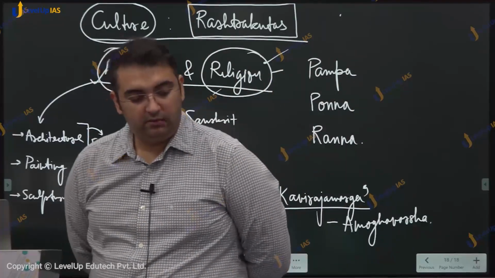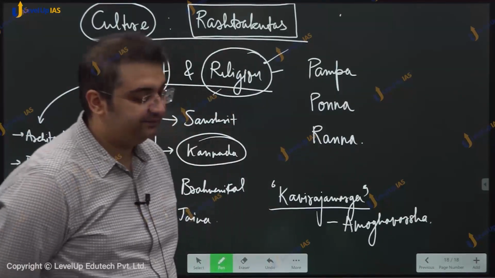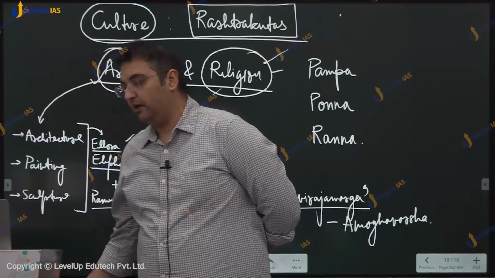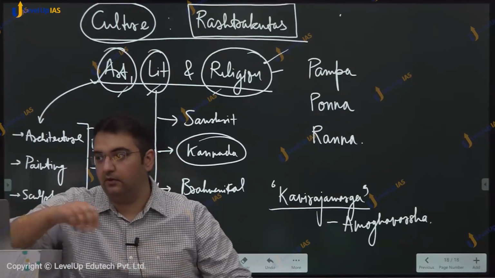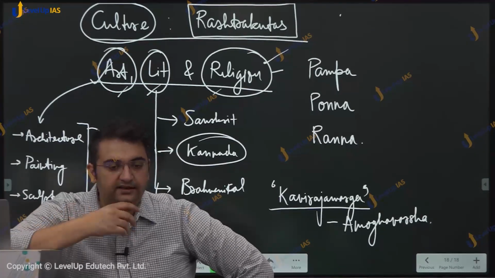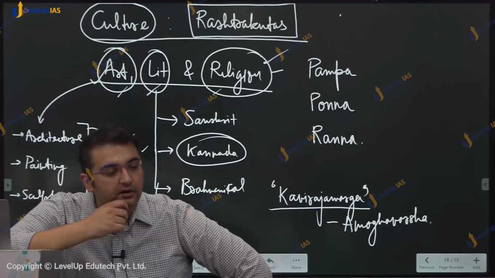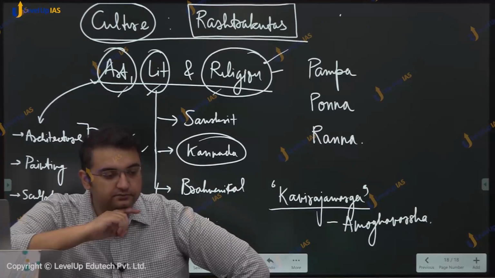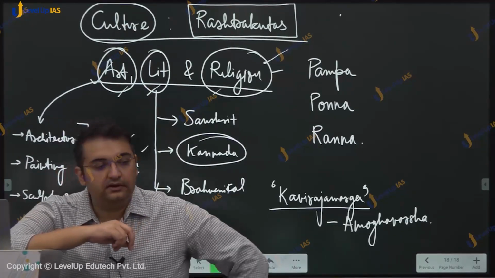Although the Rashtrakuta rulers were deeply religious in their personal convictions, they did not discriminate on the basis of religion, and displayed remarkable tolerance. Next point.